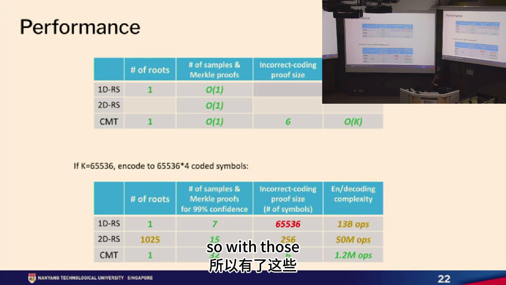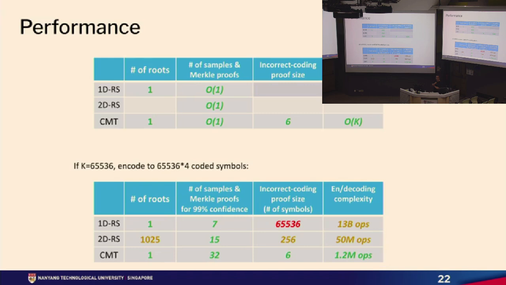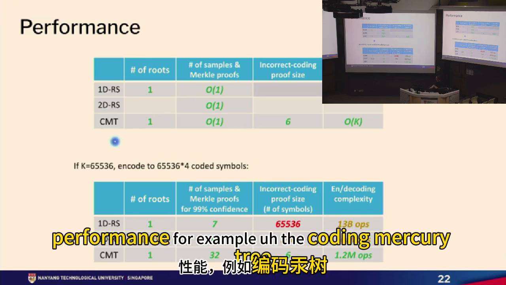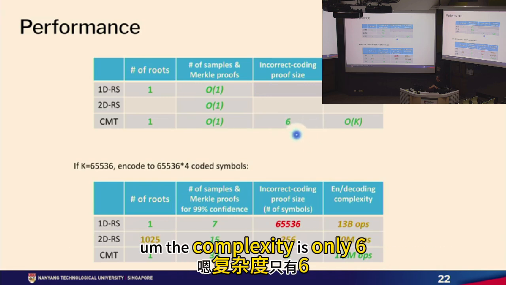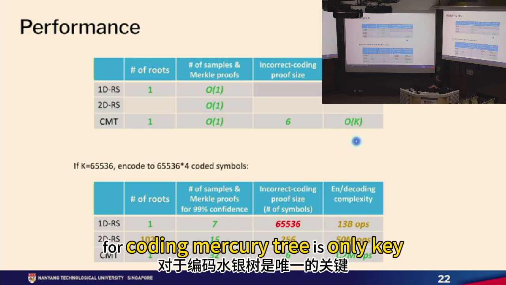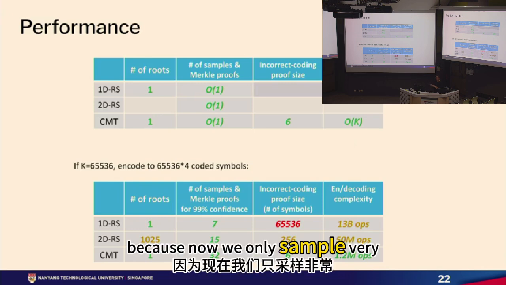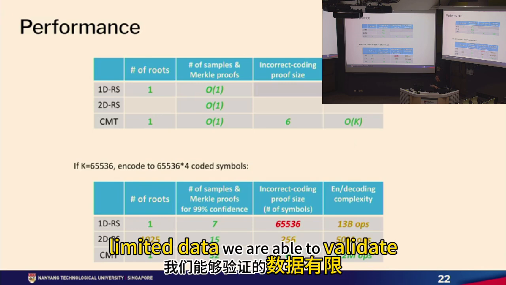So with this heavy-loaded research, which is about 10 years of research, these are some of the performance numbers. For example, for the coded Merkle tree, the complexity is only 6. And the encoding and decoding complexity for the coded Merkle tree is only K. Because now we only sample very limited data, we are able to validate.